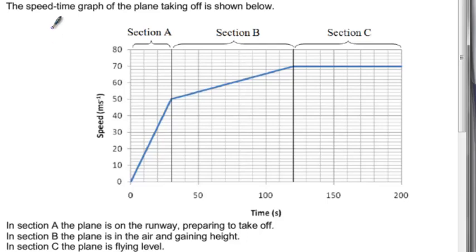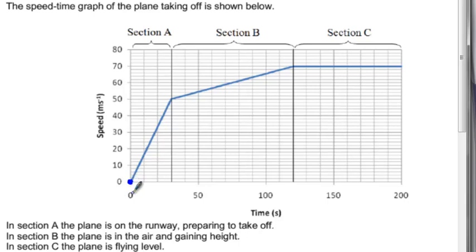Question 2. The speed time graph of the plane taking off is shown below. Okay, so in section A, the plane is on the runway preparing to take off. In section B, the plane is in the air and is gaining height. And in section C, the plane is flying level. Well, let's have a look at what's happening.